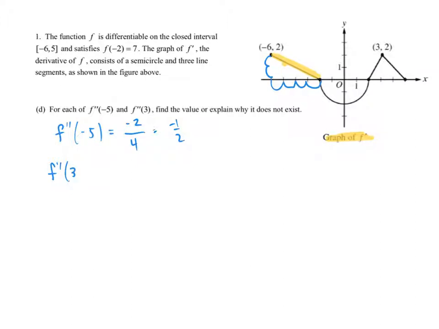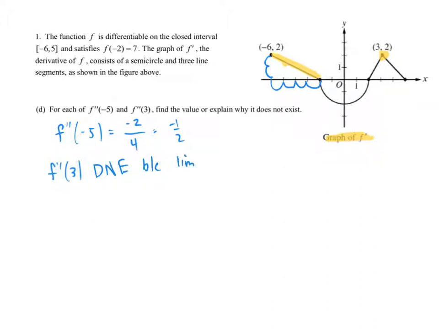For f double prime of 3, what I notice is that on this graph of f prime at x equals 3, there is a sharp turn. And so what that tells me is that the second derivative of f at 3 does not exist. And I could say sharp turn if I wanted to, but I'm going to use a little bit more rigorous reason for why the slope at 3 does not exist on f prime.